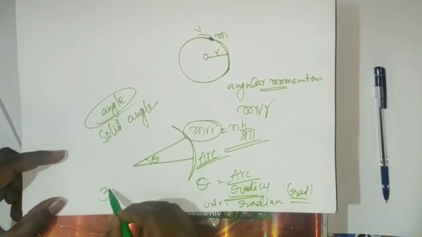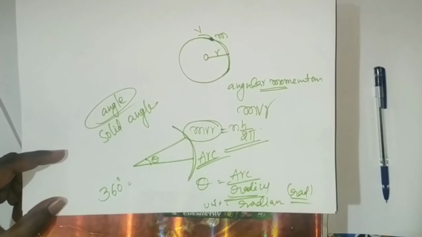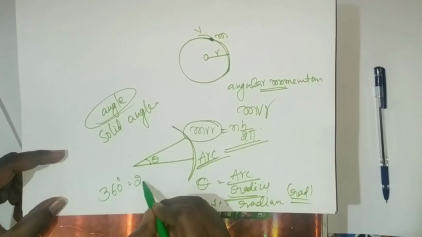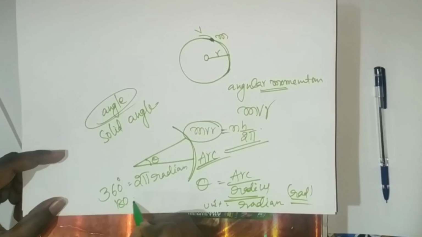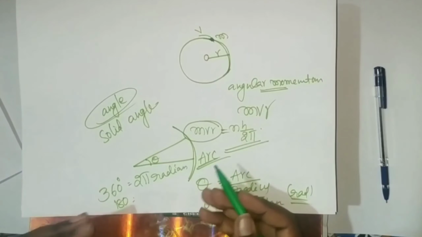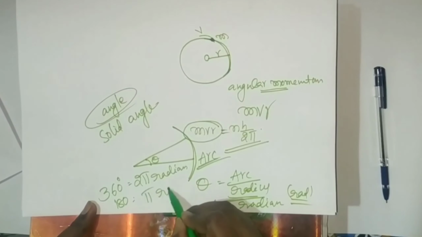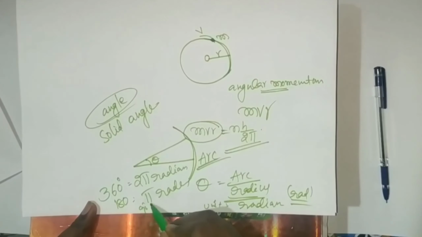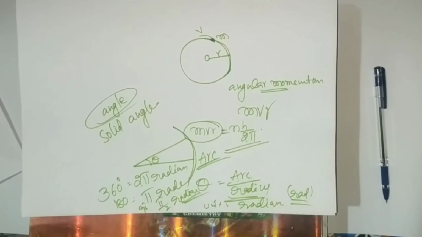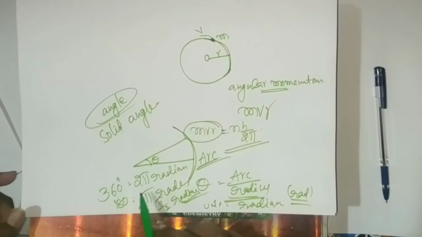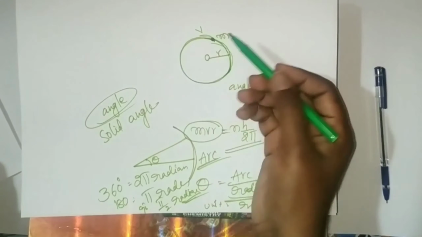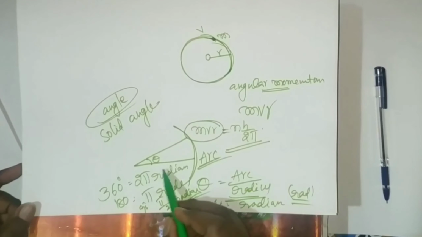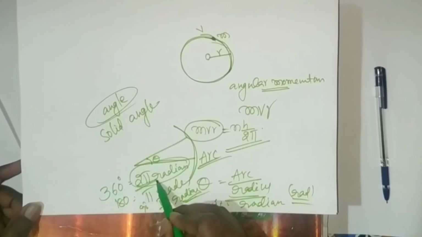Now how can we write in degrees? We know that for 360 degrees, this is 2 pi radian. For 180 degrees, this is pi radian. For 90 degrees, we can write pi by 2 radian. We studied this in physics. Here the electron is revolving around the nucleus in 360 degrees, so we can take 2 pi radian, 2 pi.